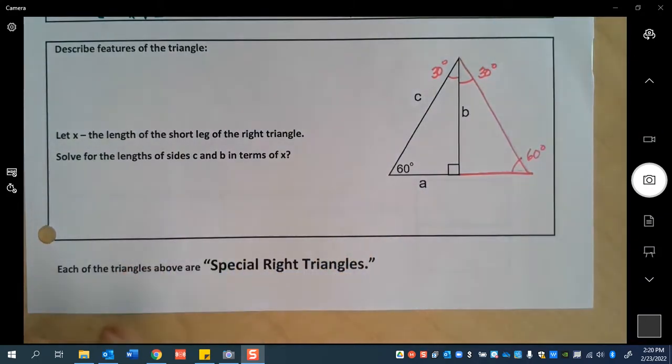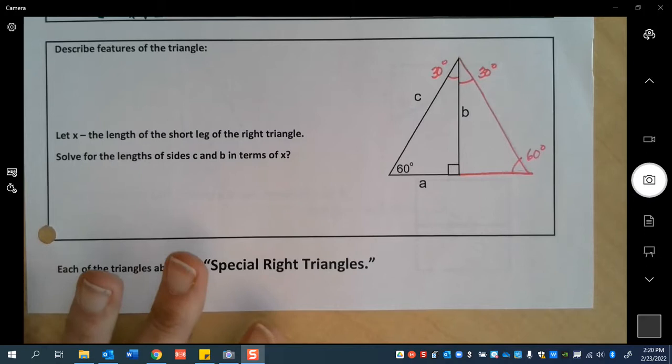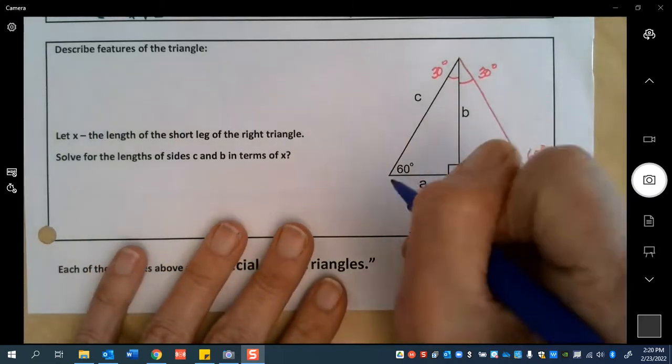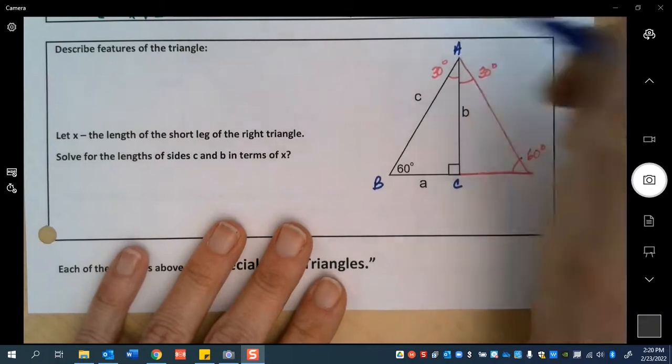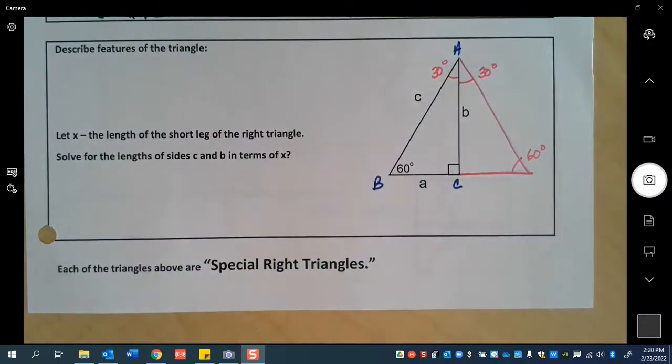Now here's a cool thing about triangles. When we name them, the vertex opposite of the side has the same letter, just capital instead of lowercase. And we're mainly talking about this 30, 60, 90 triangle today.